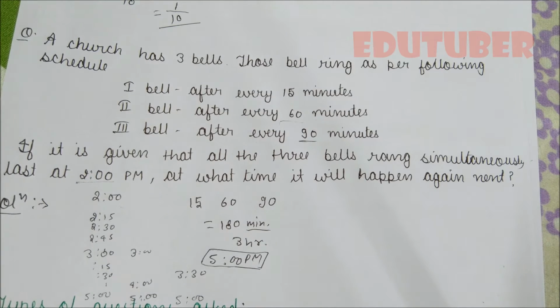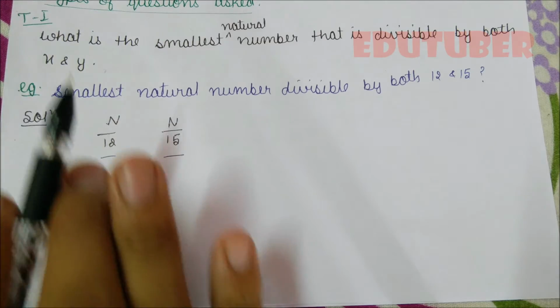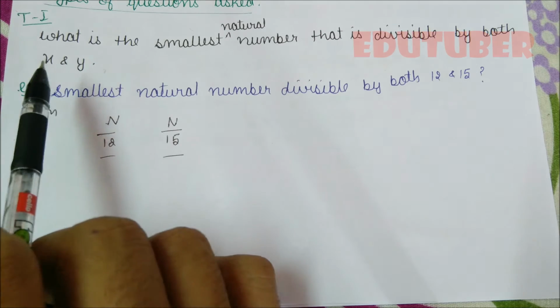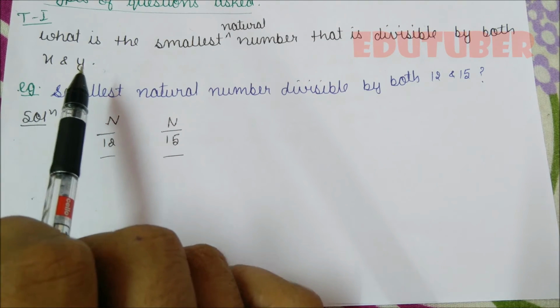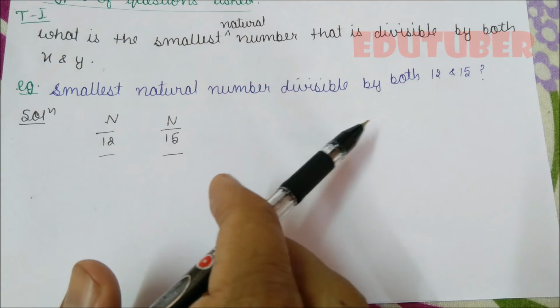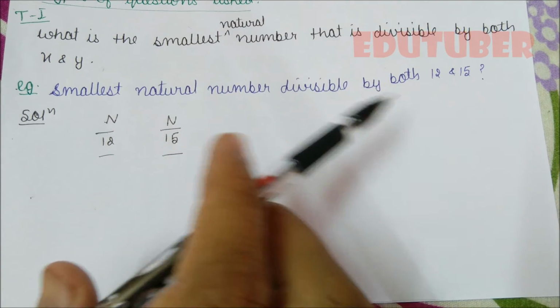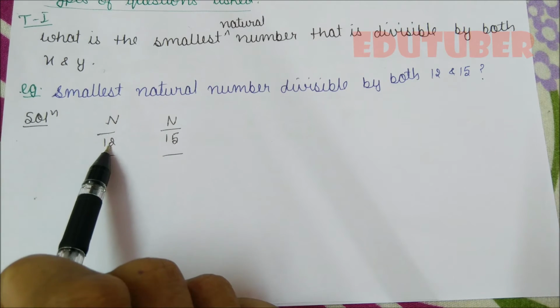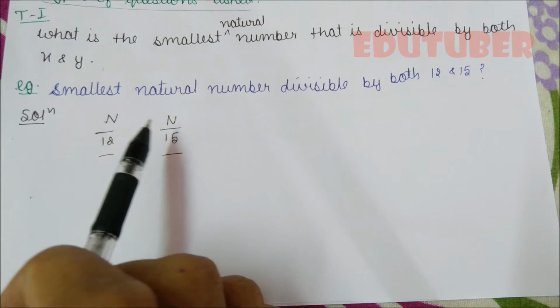Next, coming to types of questions. What are the major types of questions that are asked in exams? So this is the first type of question. What is the smallest natural number that is divisible by x and y? So, for example, the smallest natural number divisible by both 12 and 15. Let's assume that number is n and it is divisible by 12, it is divisible by 15.